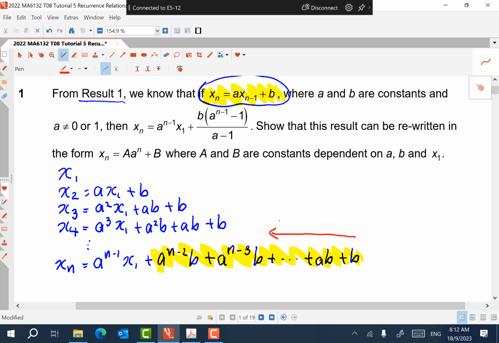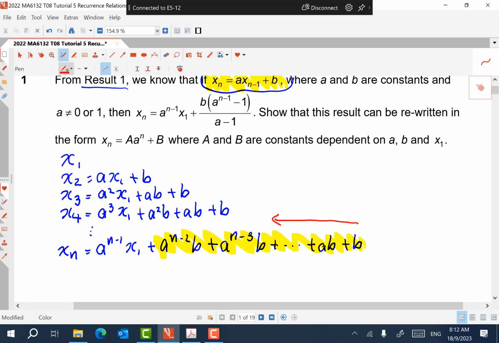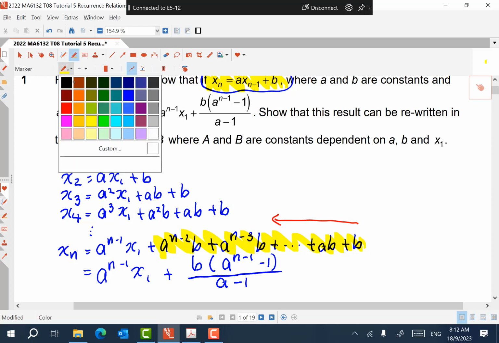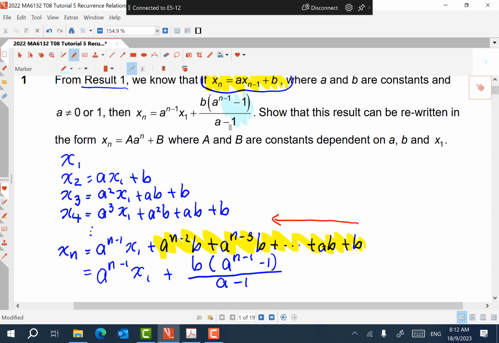Okay. So based on this, I can now write down the expression for xn as a^(n-1) x1. Applying the GP formula, I have the first term 1. I use the formula, the common ratio, number of terms minus 1 over the common ratio minus 1, and there we are. We have gotten that blue patch.